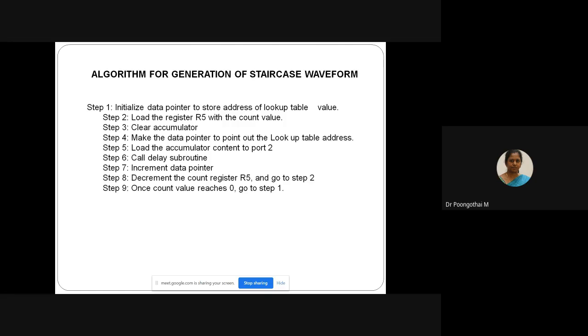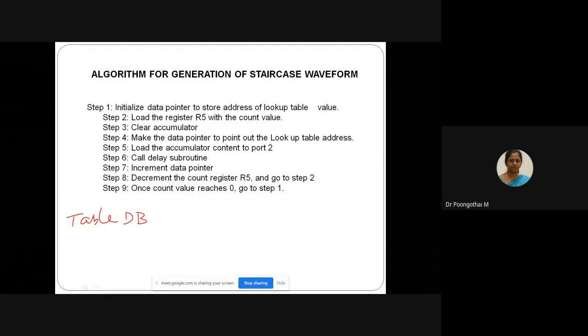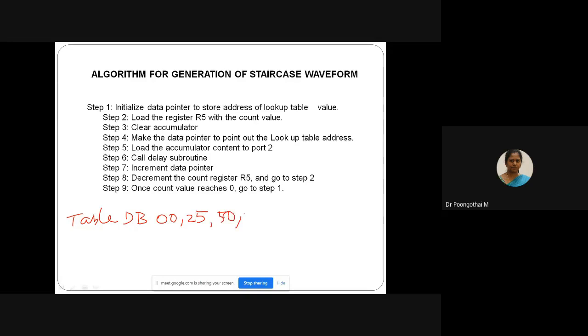So here we have to follow the lookup table method in your program. First initialize, send 0, 0. Next 25. Next 50. Next 75. Next 100. So the entire range is divided into 11 steps.